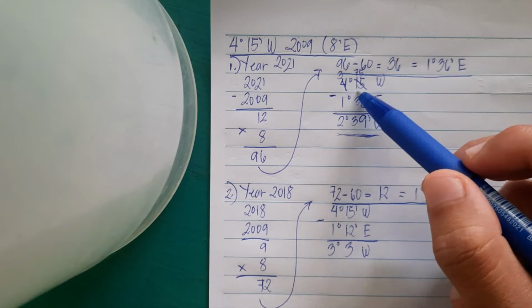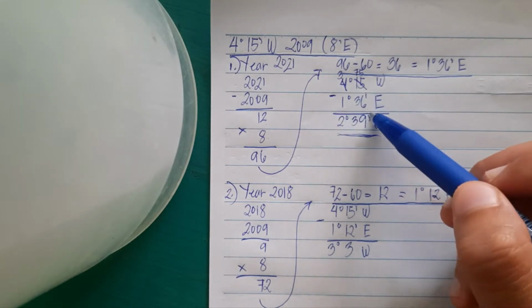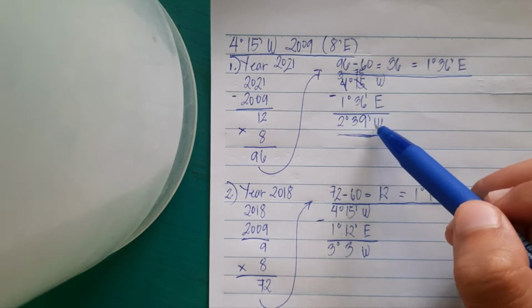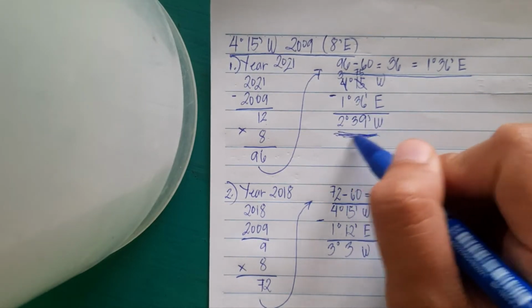4 degrees and 15 minutes west minus 1 degree and 36 minutes east. That's 2 degrees and 39 minutes west. So this is our compass variation.